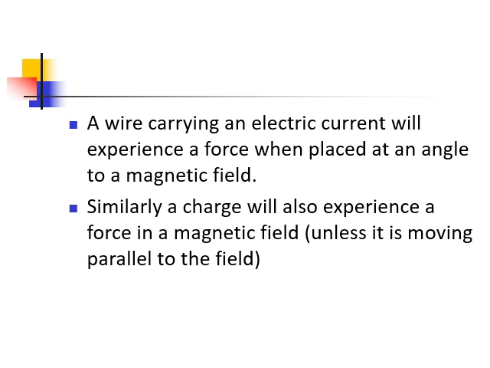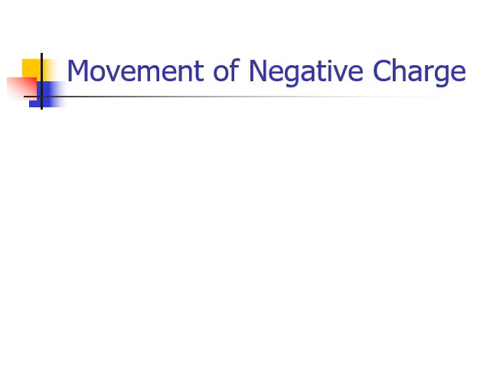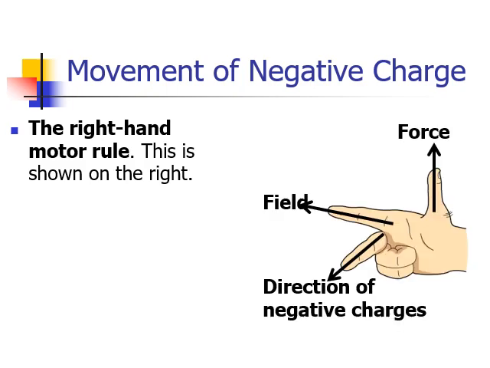So if we have a wire carrying an electric current, it will experience a force when we put it at an angle to a magnetic field. And this is the effect of motors. In a motor, we've got a current carrying wire within a magnetic field and we get some movement. We can use the right-hand motor rule to show the way this movement is. So you need to be practiced at this.